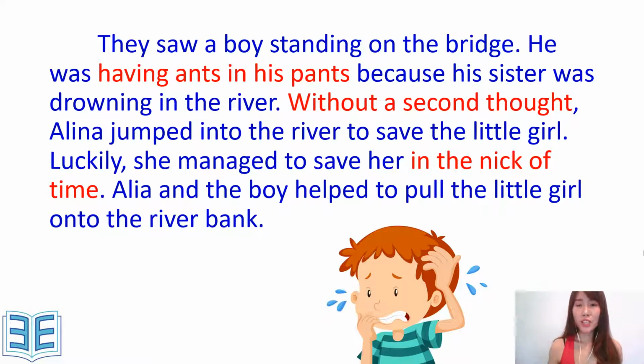Okay, as you can see, you use 3 good idioms here. The first, having ants in his pants. Why was he having ants in his pants? Because he was most probably the little girl's brother. So of course he would be so nervous, scared, and panic. Here you use having ants in his pants.